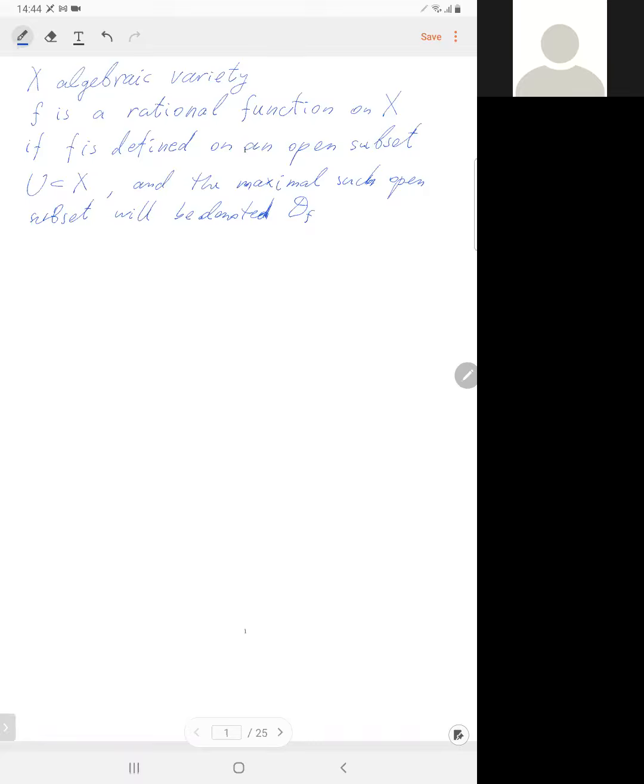Now, we say that f1 equals f2 if they coincide on the intersection U1 intersect U2, and this is well defined. And then all such functions form a field. It's the field of rational functions.